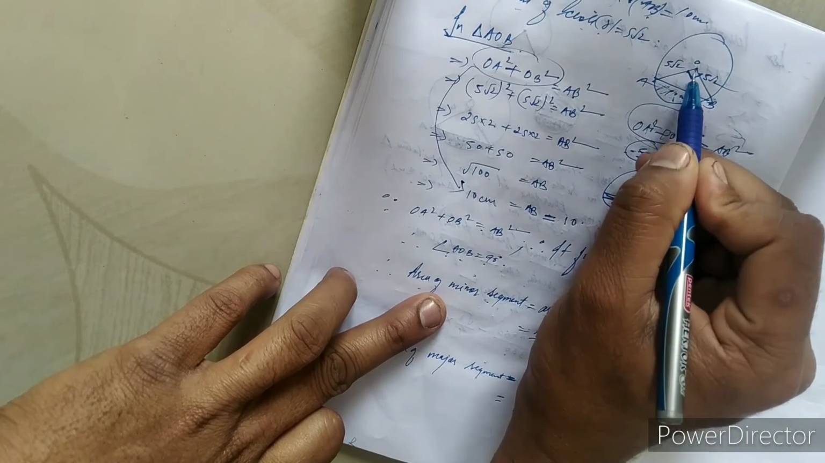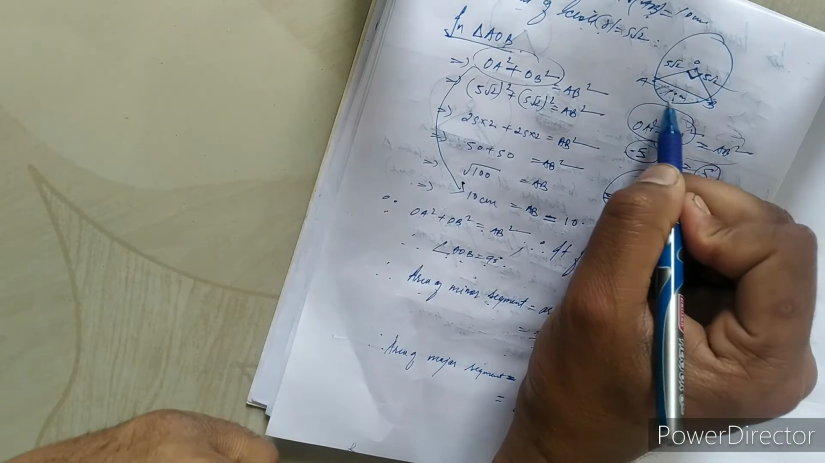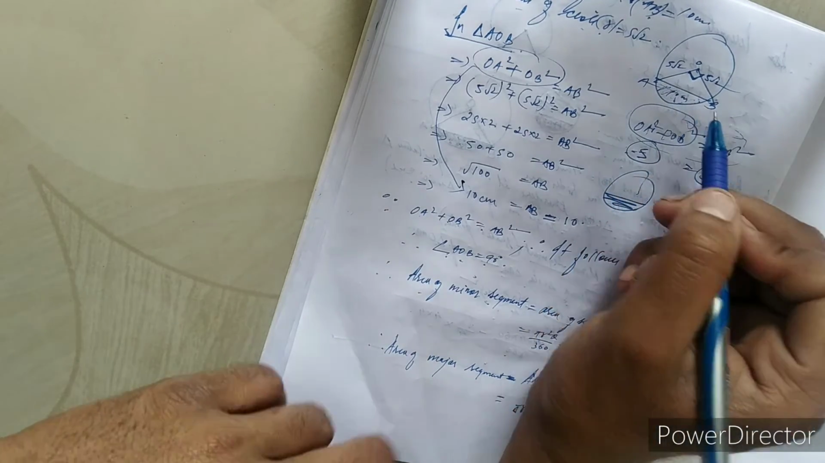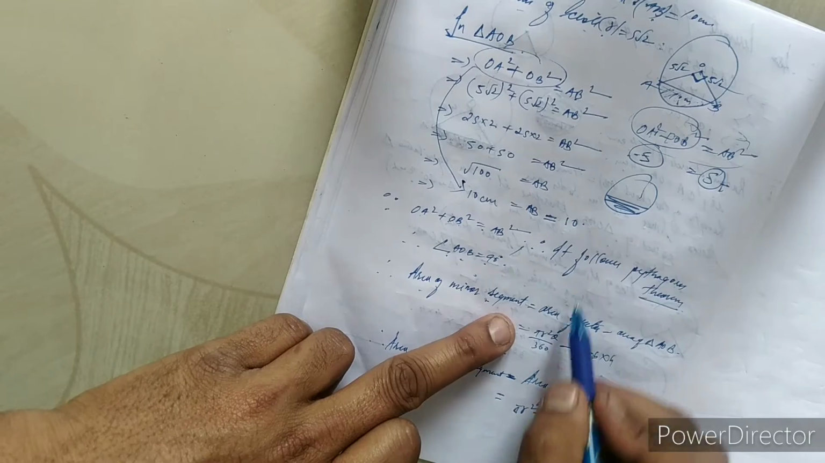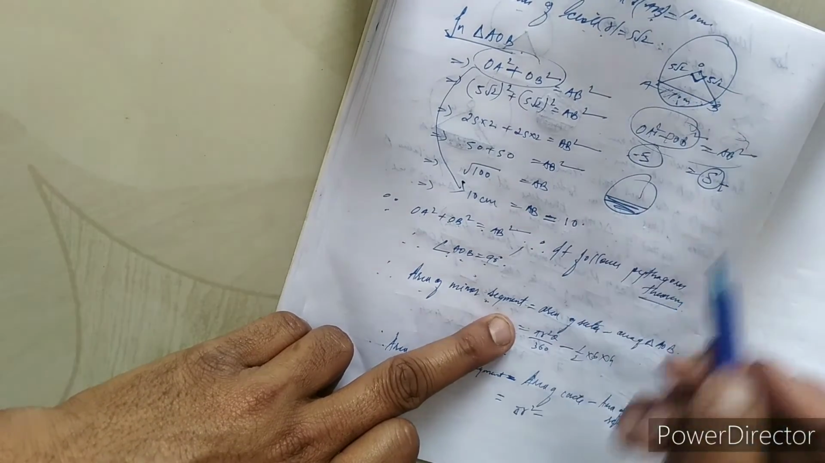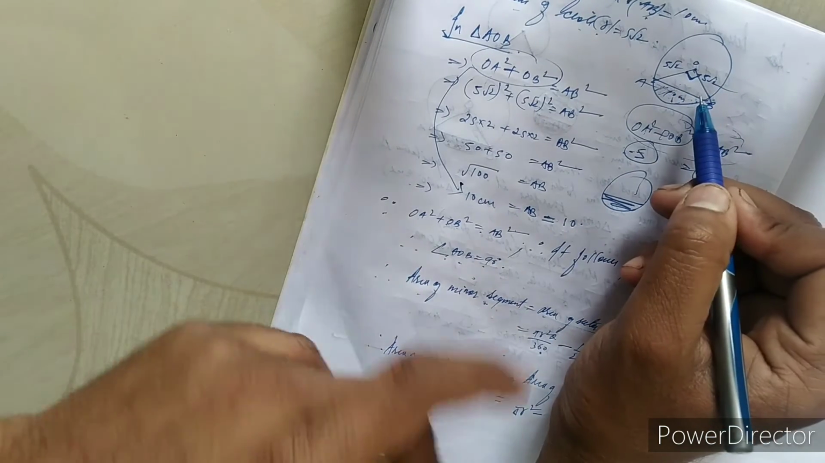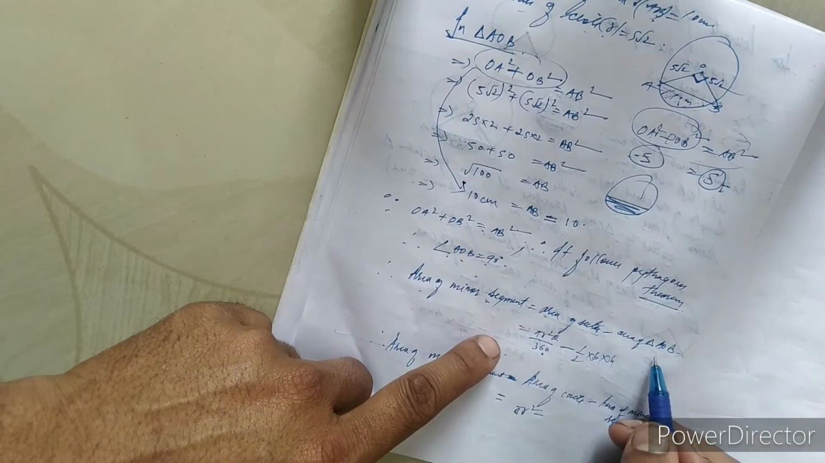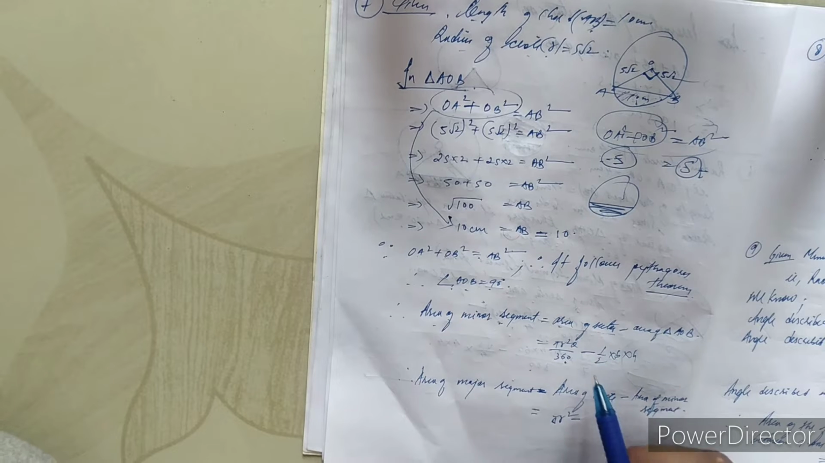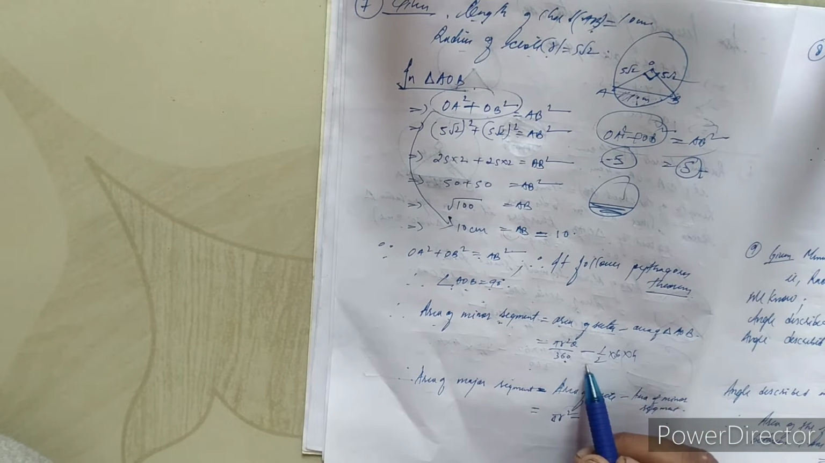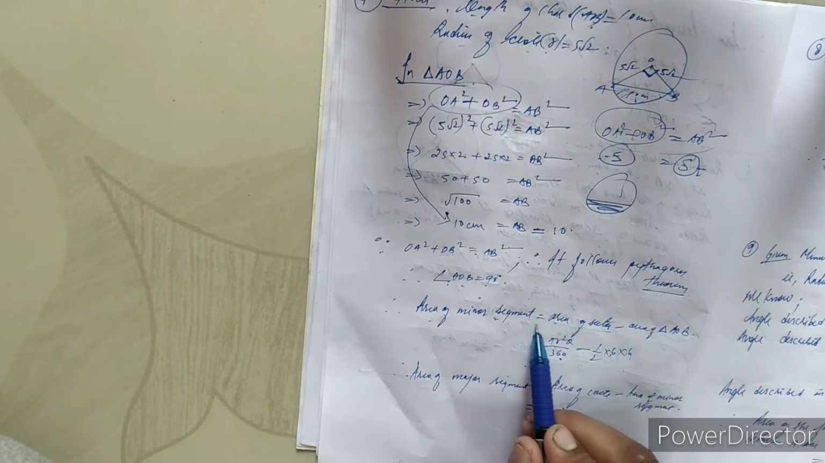So according to this portion, the minor segment will be area of sector minus area of triangle. Area of sector is this, and since it is not an equilateral triangle, area of triangle is half base into height, which you'll apply, and you'll get the minor segment.